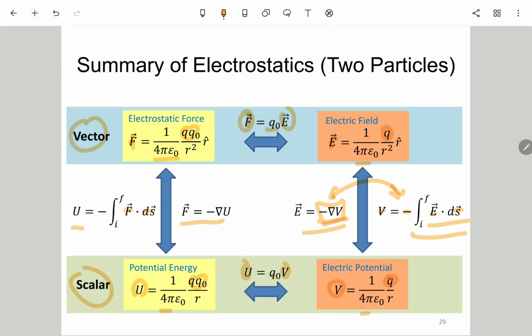These are just changing the variable from E to F, and from V to U, so they actually have the same form. For the upper row, we have R squared in the denominator, but for the lower row we have R in the denominator. So these four formulas are similar, but they are a two-by-two combination of QQ0 and R squared.